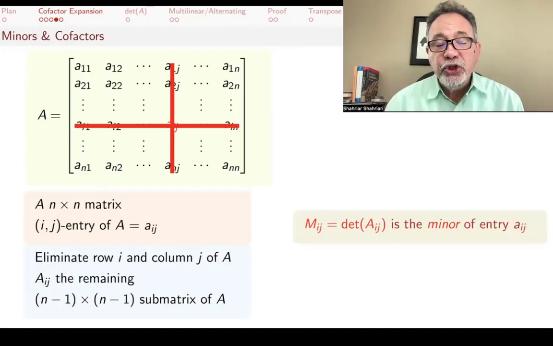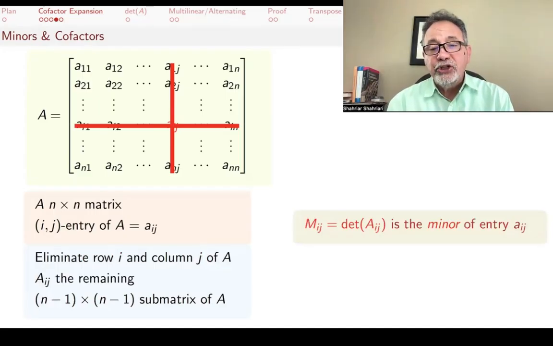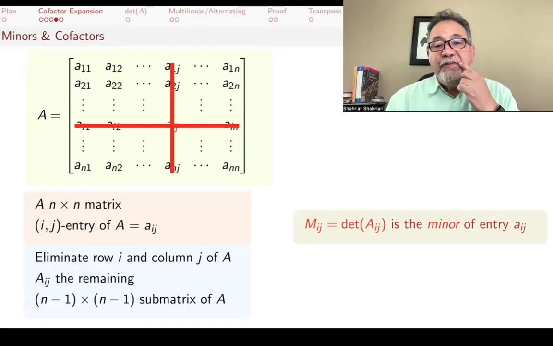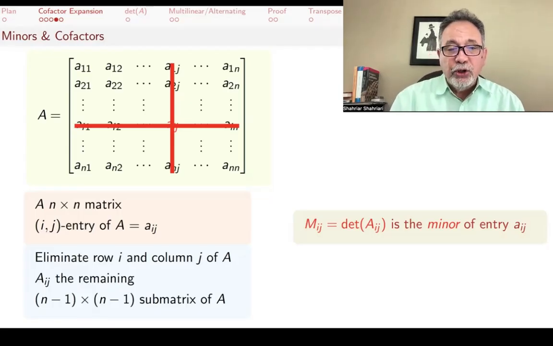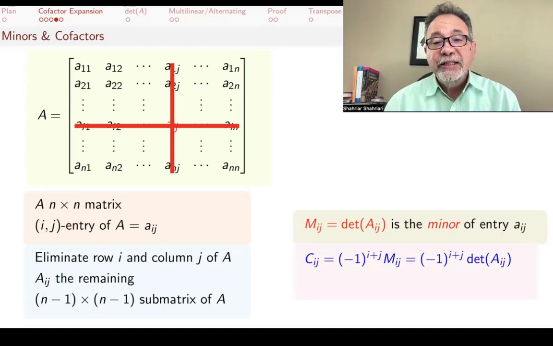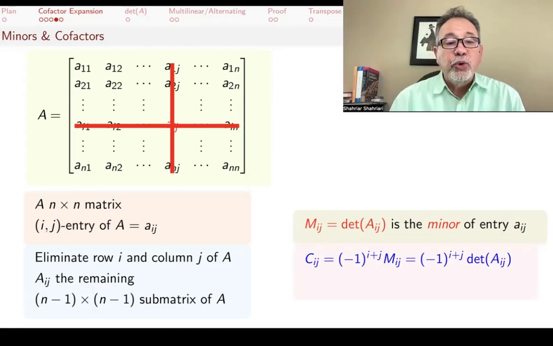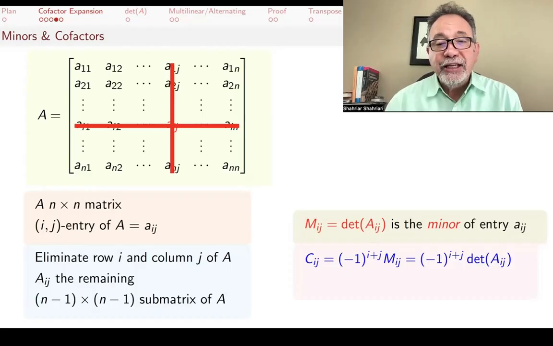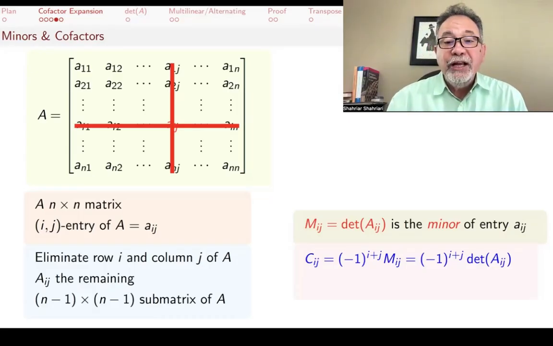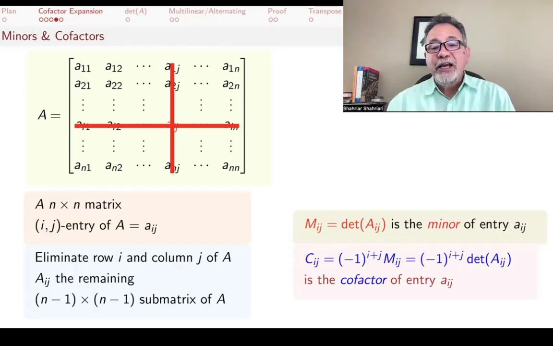Mij is going to denote the determinant of A sub ij, and that's called the minor of entry aij. So for every entry, you have a minor, which means you eliminate the row and column and find the determinant of that smaller matrix. Cij is going to be -1 raised to the power i plus j times Mij. i plus j is the row number plus the column number. Mij gets multiplied by -1 if the row and the column add up to an odd number. Remember, Aij is an entry, whereas Mij is just a number. And Cij is just a number. And Cij is called the cofactor of entry aij.